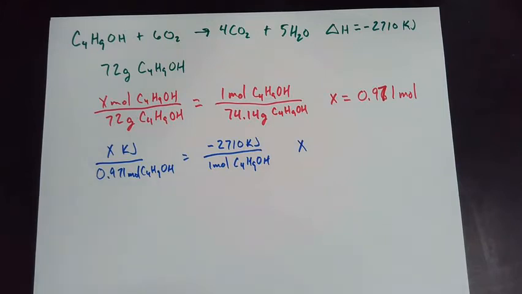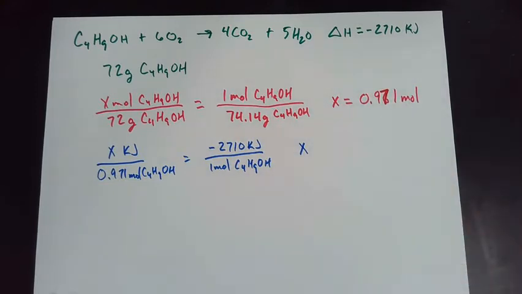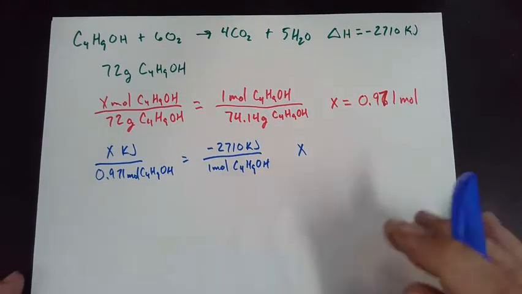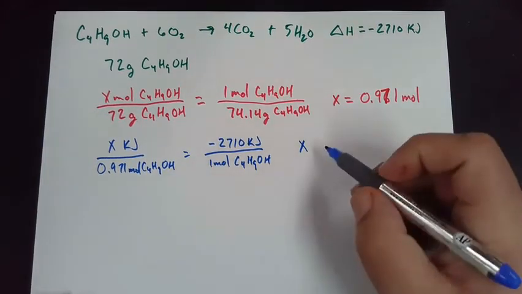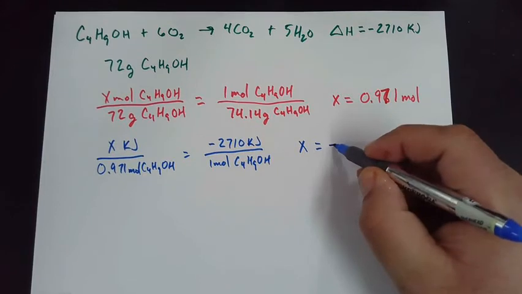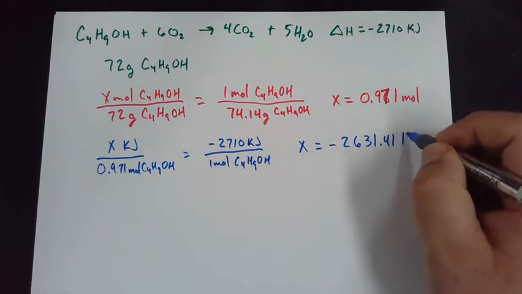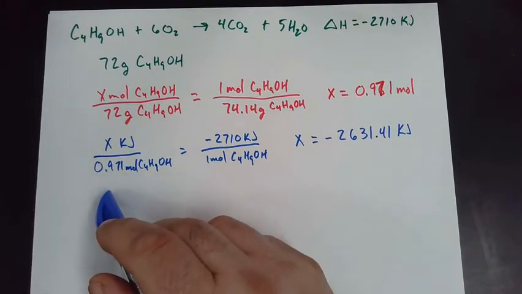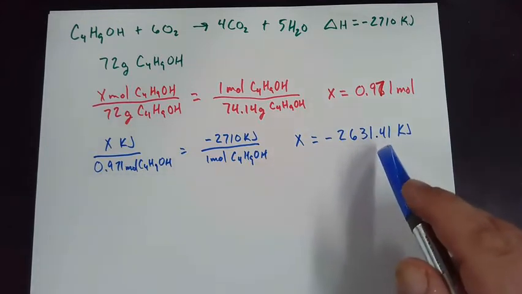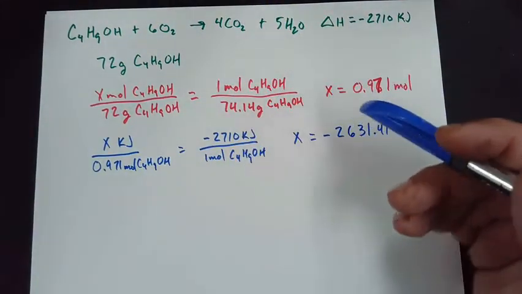X equals negative 2,631.41. Does that make sense? The amount of moles we had was less than 1, but it was close to it. The amount of energy that we're going to produce is less than the amount for a whole batch, because it was less than a full mole.